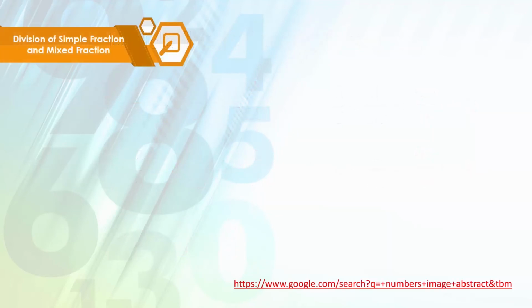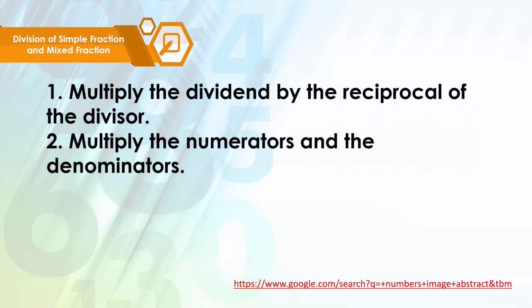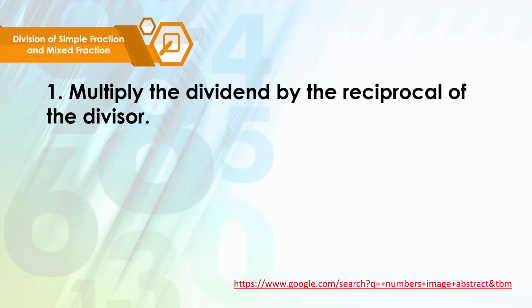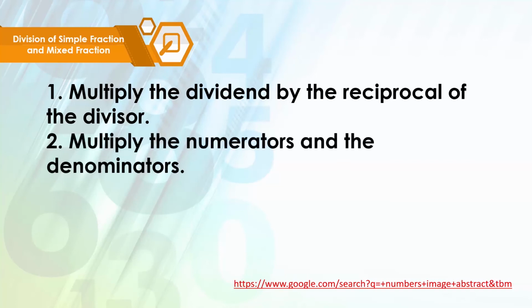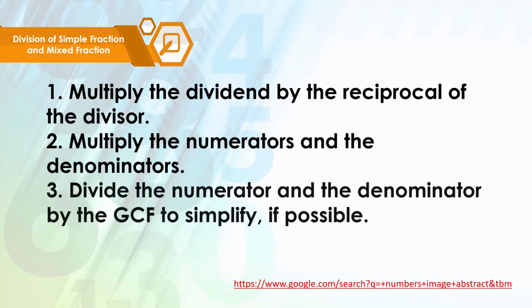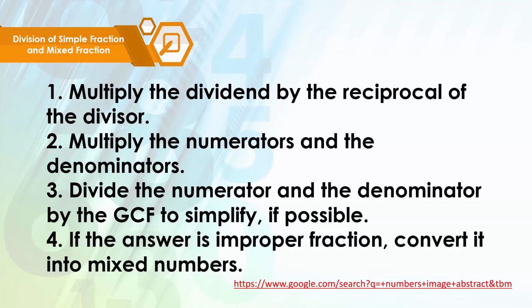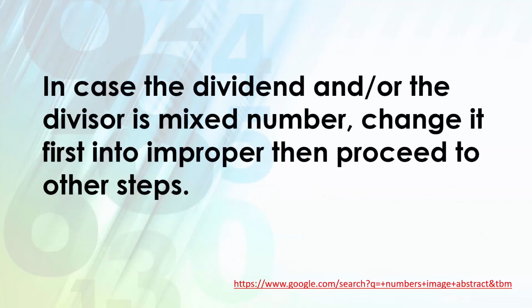Very good. Again, in dividing fractions, multiply the dividend by the reciprocal of the divisor. Next is to multiply the numerators and the denominators. We then divide the numerator and the denominator by the GCF to simplify if possible. And lastly, if the answer is an improper fraction, convert it into a mixed number. But just remember, in case the dividend and or the divisor is a mixed number, change it first into an improper fraction, then proceed to the other steps.